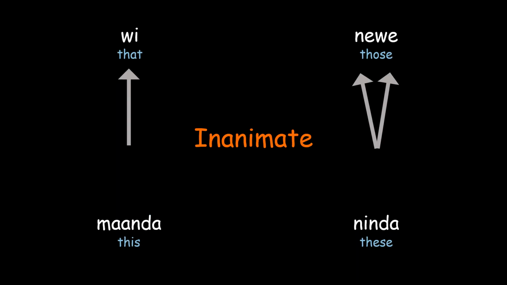And let's look at examples of the inanimate. Again, starting at the bottom of the screen, we have manda, this, singular. We, that, singular. Ninda, these, plural. Newe, those, plural. This, that: manda, we. These, those: ninda, newe.